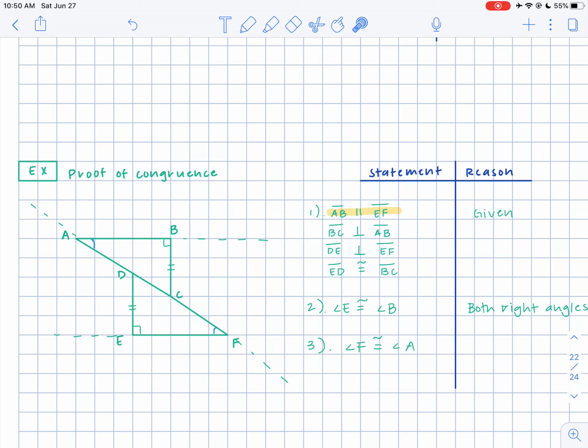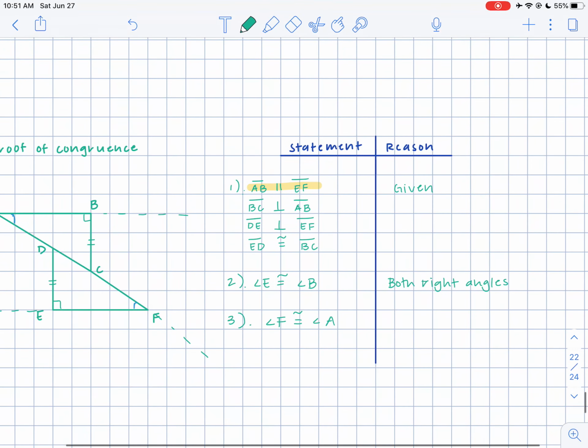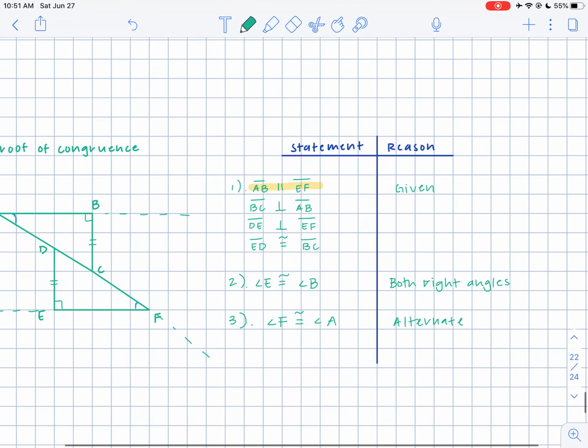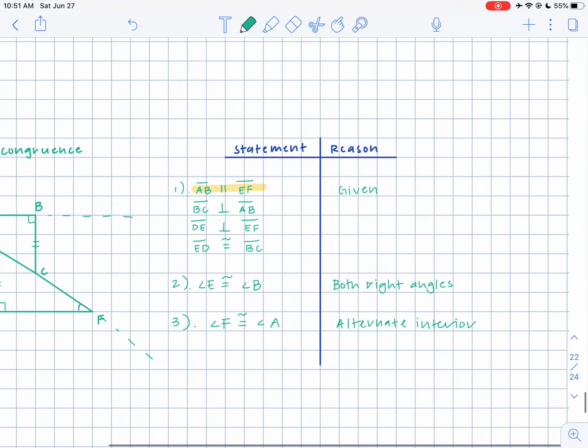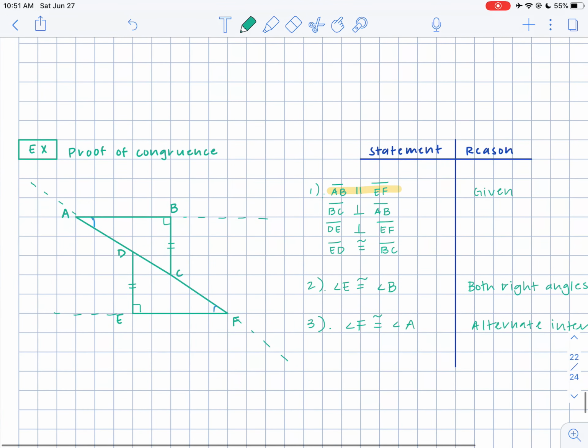So these two angles are alternate interior angles, and what did we learn about alternate interior angles? We learned that they were congruent to each other. So we know that angle F is congruent to angle A because of alternate interior angles. So now what do you see? We see angle, angle, side, and that was one of the theorems that we learned.